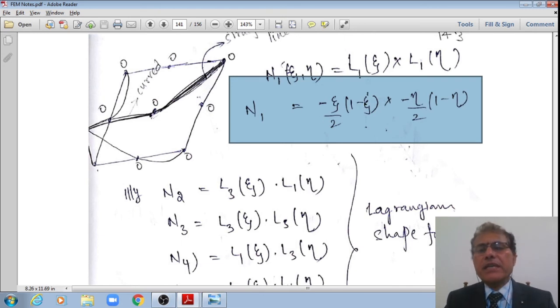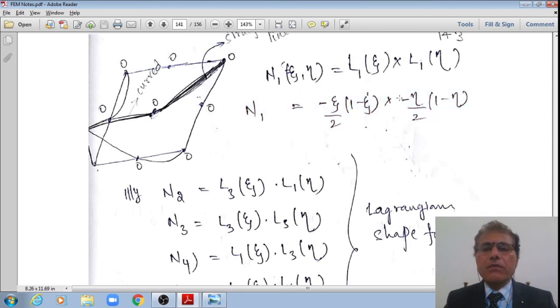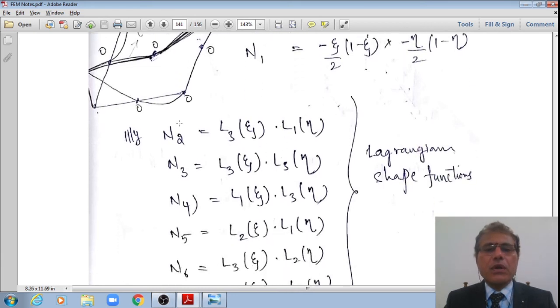Xi multiplied by 1, xi square multiplied by eta, xi square, xi multiplied by eta, xi multiplied by eta. These are cubic polynomials, right? Now, if you understood that, then similarly you can write the shape functions using the product rules for the second node.